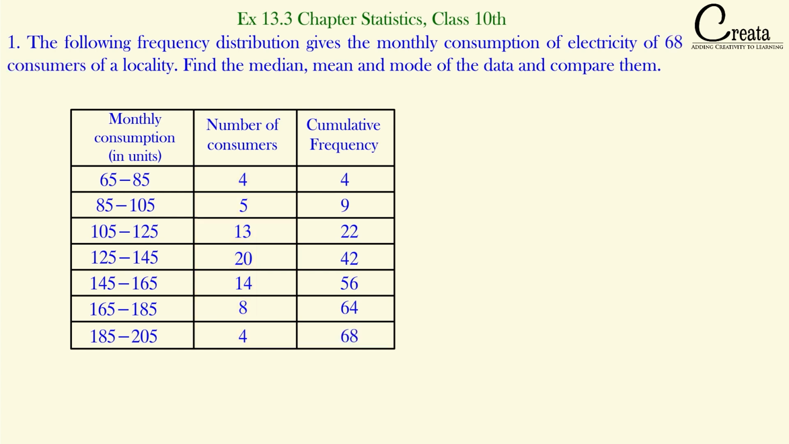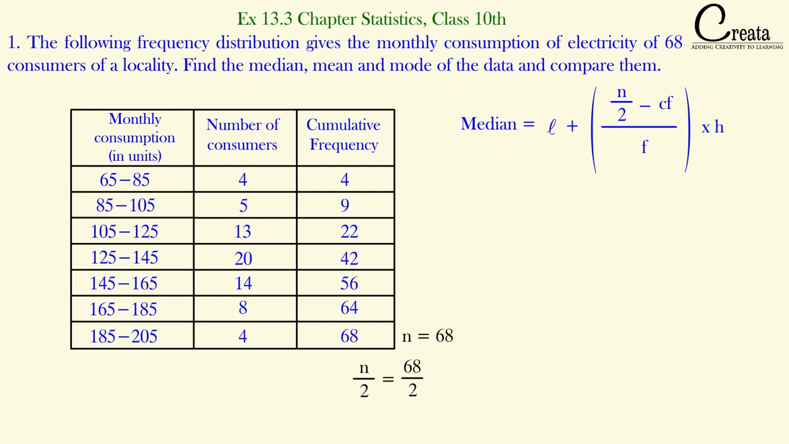So let's move further and calculate the median. This is the formula of median. For reference, we will use it at a later stage. The next step in calculating the median is calculating n by 2. And what is n? N is 68. So n by 2, it is 34. Got it? Now we have to locate in which of the cumulative frequency our 34 will come.